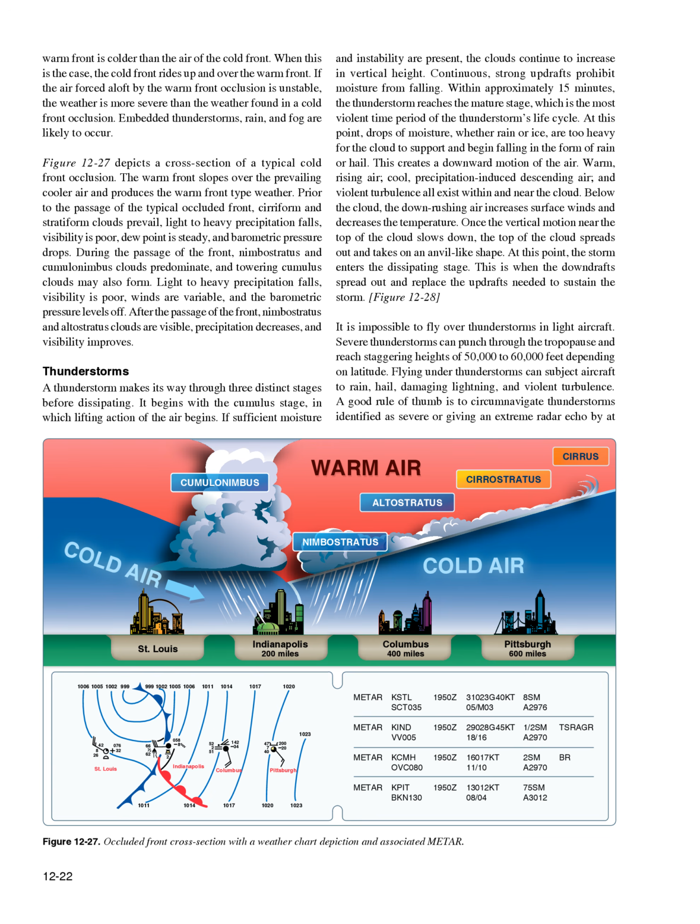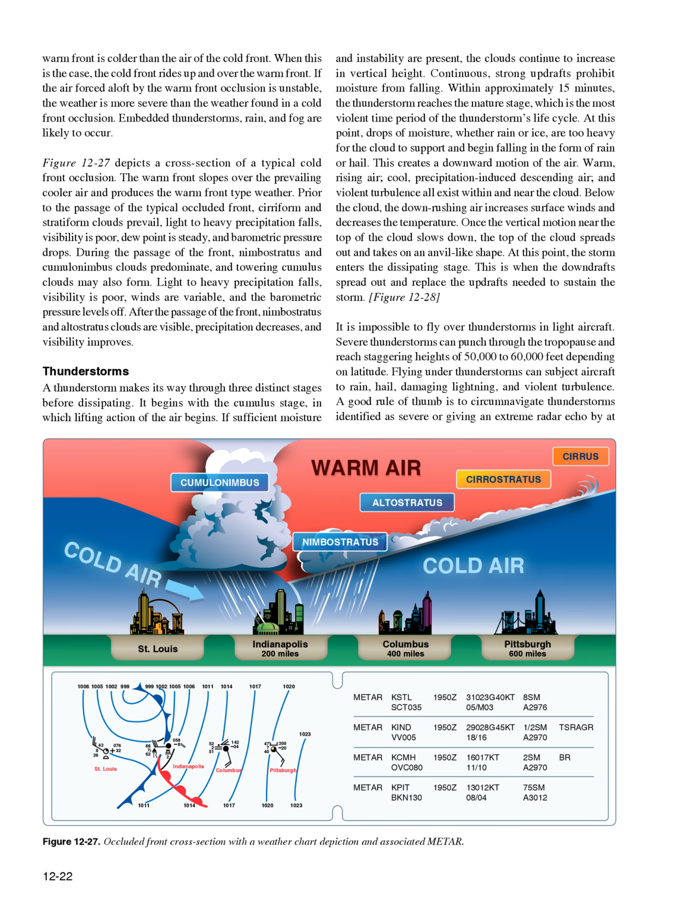A warm front occlusion occurs when the air ahead of the warm front is colder than the air of the cold front. When this is the case, the cold front rides up and over the warm front. If the air forced aloft by the warm front occlusion is unstable, the weather is more severe than the weather found in a cold front occlusion. Embedded thunderstorms, rain, and fog are likely to occur.